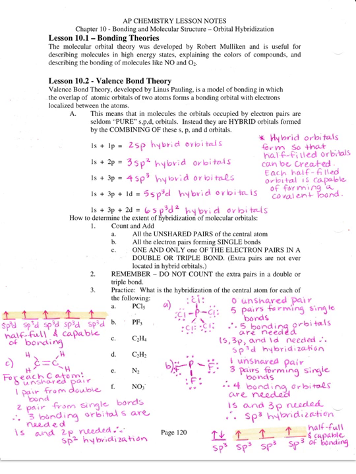Okay, then you have PF3. Well, notice that PF3 has one unshared pair. It has 3 pairs forming single bonds. So it has 4 bonding orbitals that are totally needed. So it's going to be sp3 because it needs 1s and 3p. And that's going to be your hybridization.